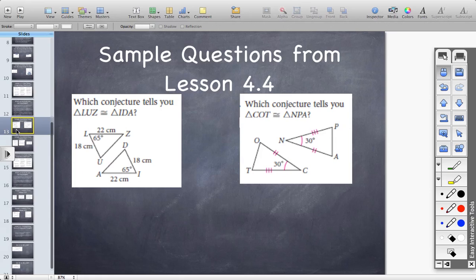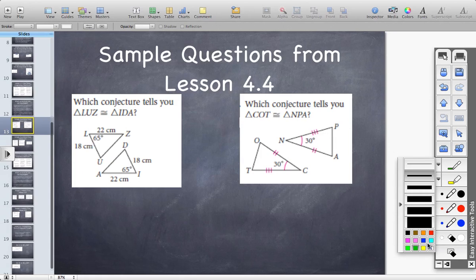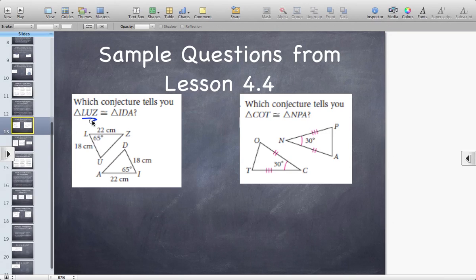Now, when you're looking at this, you do want to make sure you're keeping aware of the order of the letters. So L-U-Z and I-D-A. L-U-Z, we're kind of going in this direction. That means L-U needs to be congruent to I-D. All right, so yes, that's congruent.